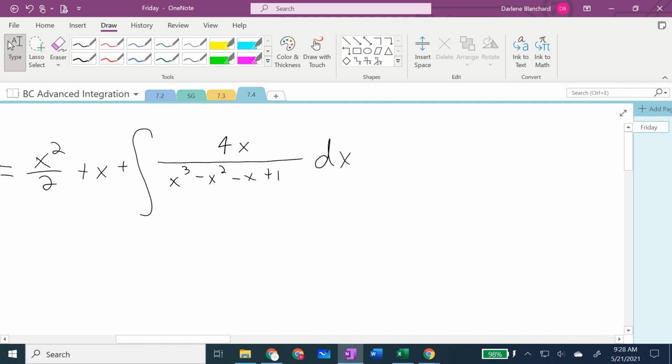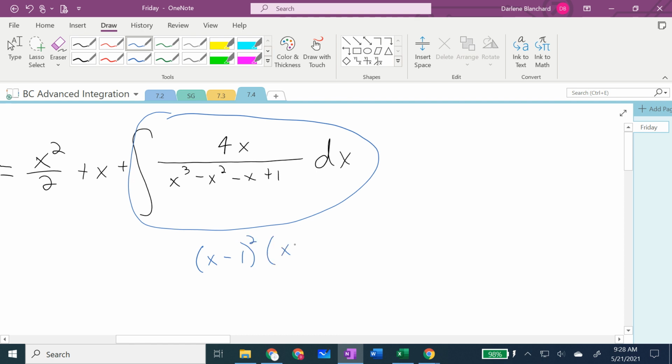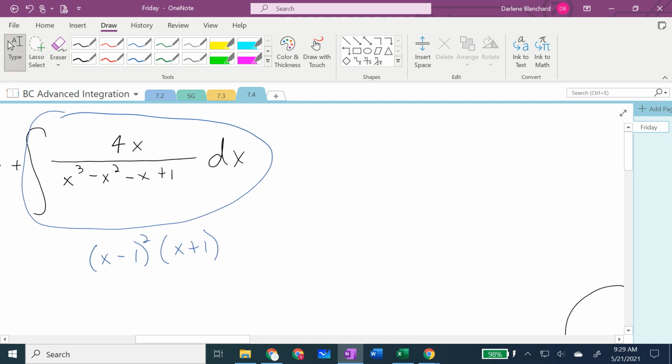So at this point, this isn't in a form where I can nicely see how it's going to integrate. And I'm able to factor that denominator into an x minus 1 quantity squared times x plus 1. And I need to rewrite that rational function into a format that I'm going to have an easier time integrating.